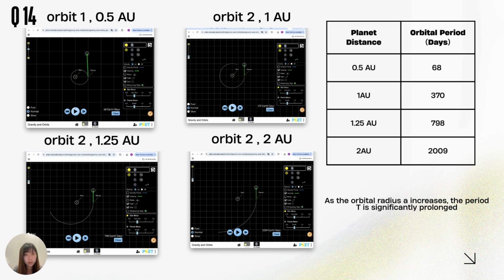For question 4, I put in four different distances in the picture, and we can see the results. When comparing the numbers, the growth of the orbital period matches the prediction of Kepler's law. As the orbital radius increases, the orbital period increases much faster. So we can know it follows the relationship T squared proportional to a cubed.